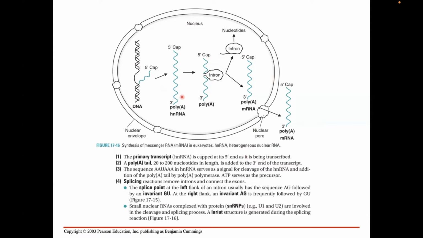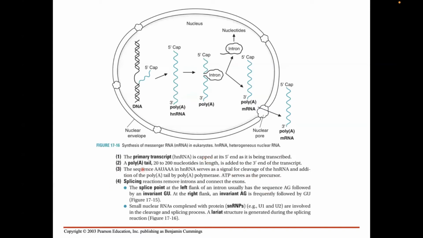And then the poly-A tail, from 20 to 200 nucleotides in length, is added to the 3' end of the transcript. And then the sequence AAUAAA in hnRNA serves as a signal for cleavage of the hnRNA and addition of the poly-A tail by poly-A polymerase, and then the ATP serves as the precursor.